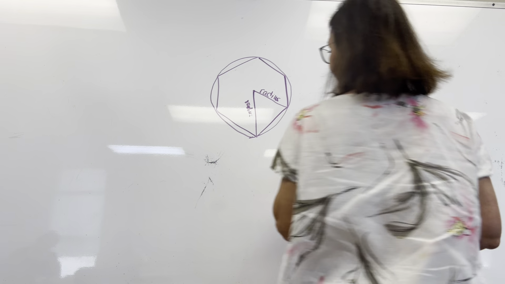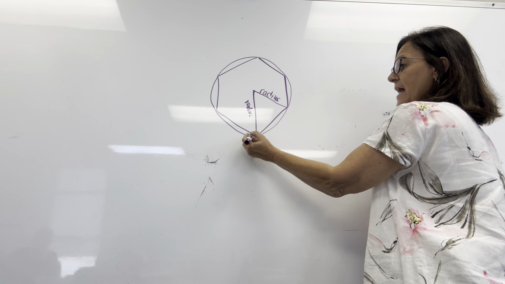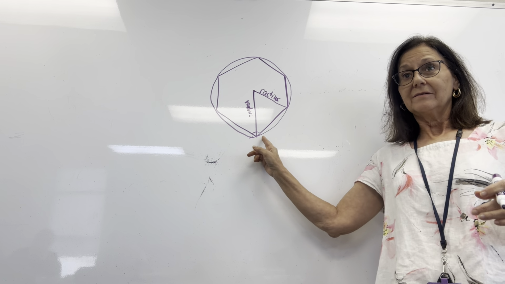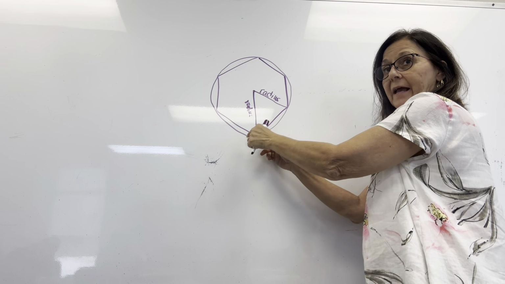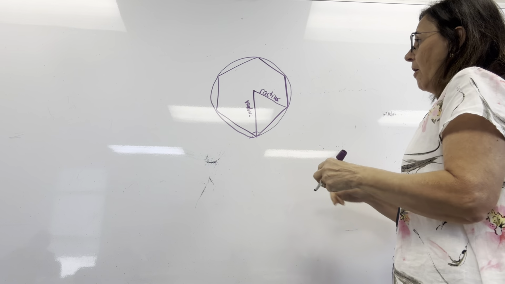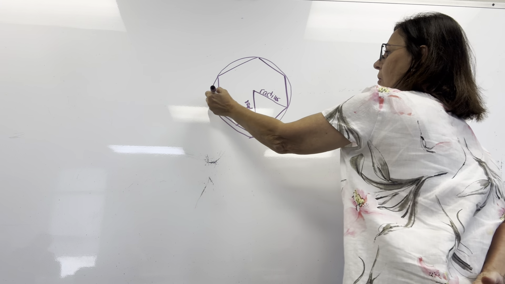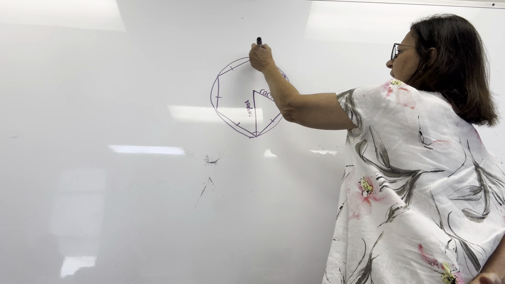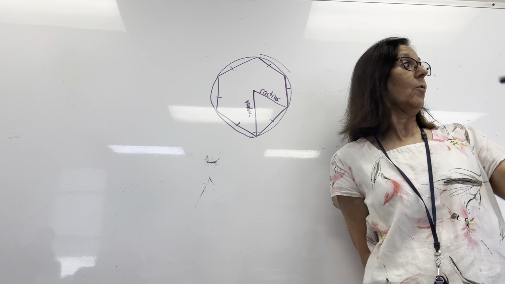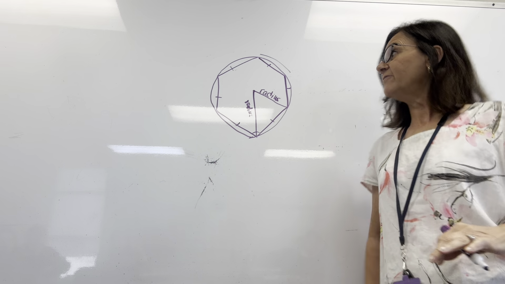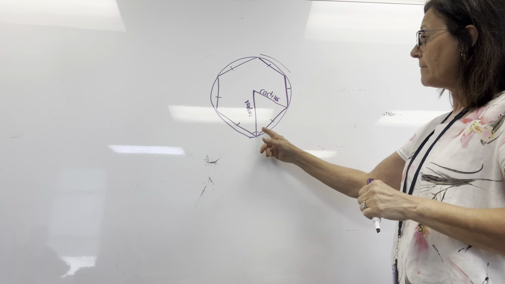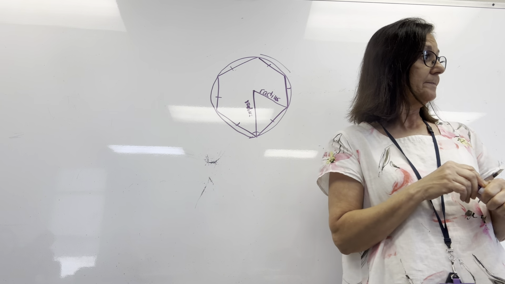And that's correct. So I would be bisecting 2 inscribed angles, right? This would be an inscribed angle. All of these are equal. So what does that say about all the arcs? Equal chords have equal arcs. So I could find the measure of each arc. I can find the measure of each inscribed angle.